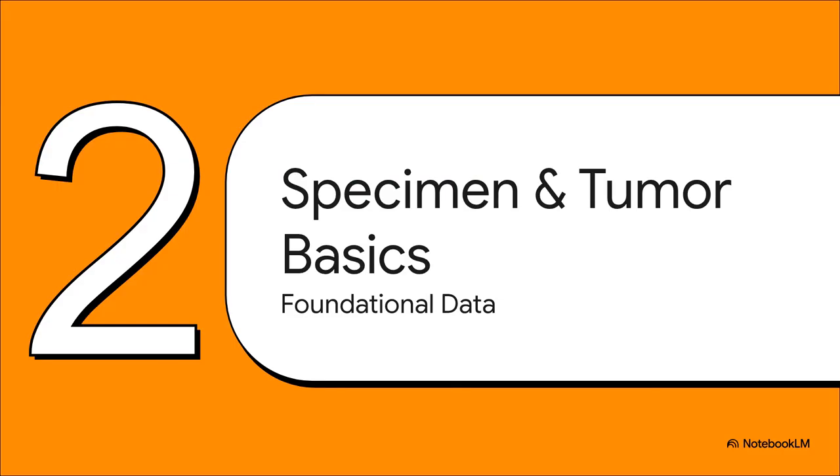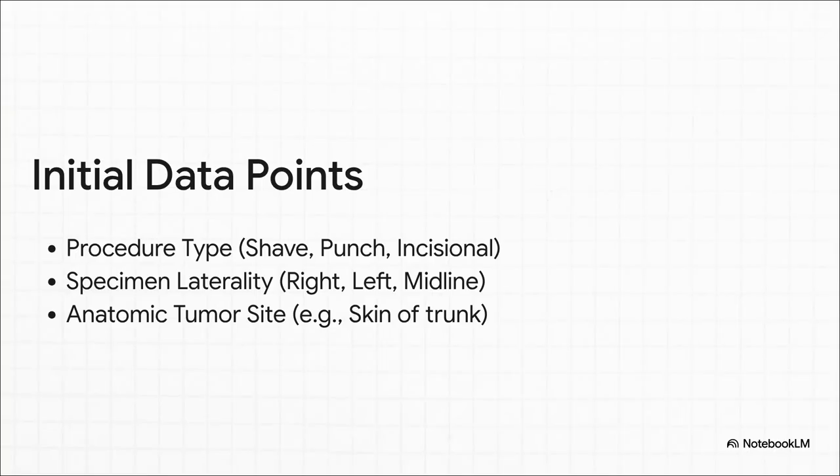So where do we even begin? Well, you start right at the beginning with the first items on the checklist, the basic info about the specimen and the tumor. Getting these right lays the groundwork for everything else. I know, this seems like checkbox stuff, but don't just fly past it. Accurately capturing the procedure type, laterality, and especially the anatomic site is absolutely crucial. And why is that? Because prognosis can actually change depending on where the tumor is. A melanoma on the trunk might behave very differently than one on an arm or a leg.